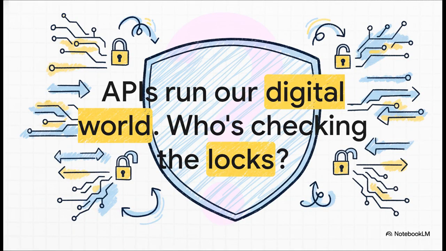And that really leaves us with a pretty big thought, doesn't it? As these invisible API engines become more and more powerful, running literally our entire digital world, from our family photos to our bank accounts, the job of securing them, of going around and checking all those hidden locks, becomes more critical than it has ever been.